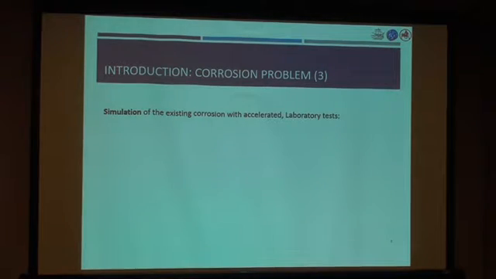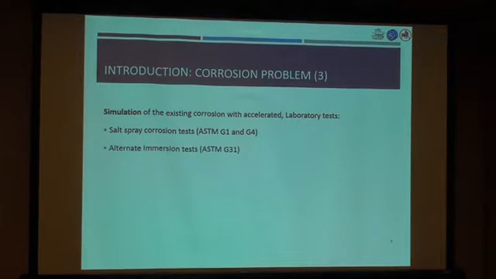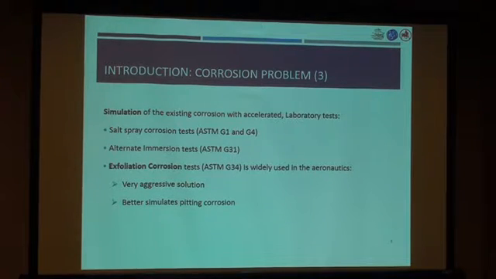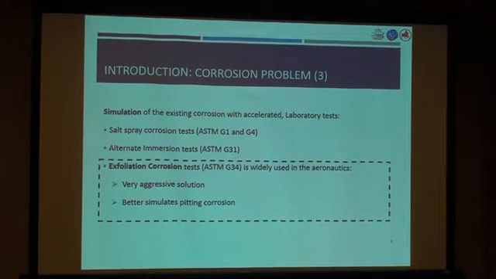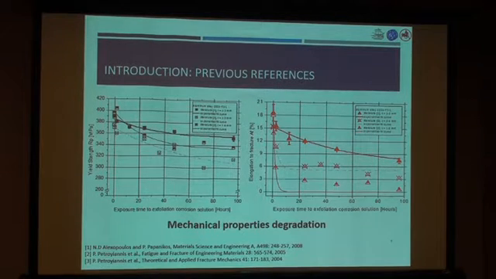How to simulate this existing corrosion? There are several ASTM standards. However, we used ASTM G34. We used this so-called EXCO test because it is very aggressive. However, it simulates the pitting corrosion that you just saw in the previous slide. You can see several. Resolution is not that good. You can find a lot of papers with the tensile properties against EXCO time, but here.